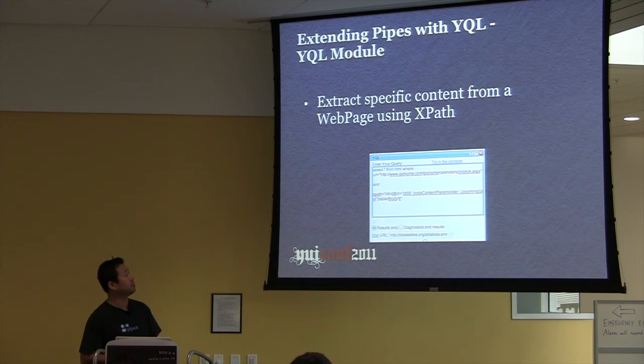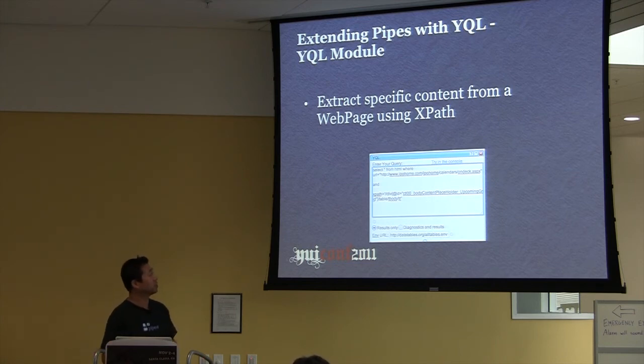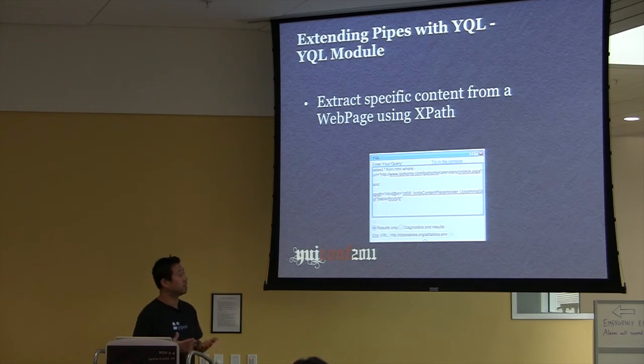For this example, I'm going to actually go to IPO Home using select star from HTML, where the URL equals the URL that I want. And I'm going to use XPath to drill down to the data that I actually want for my application. So Pipes currently doesn't support XPath, but you can use YQL to get that data for you.